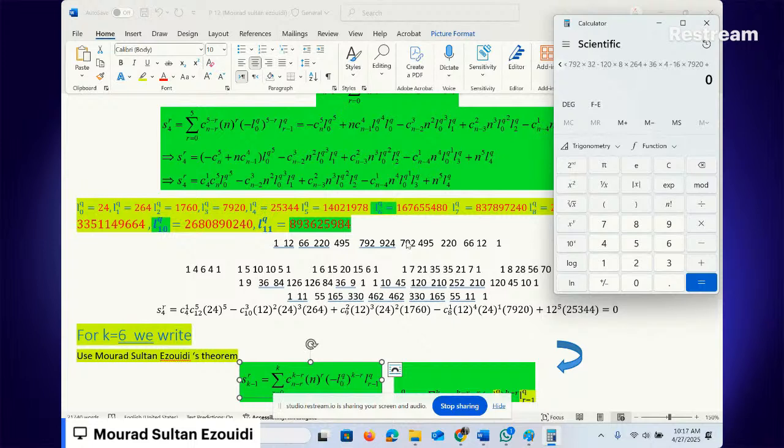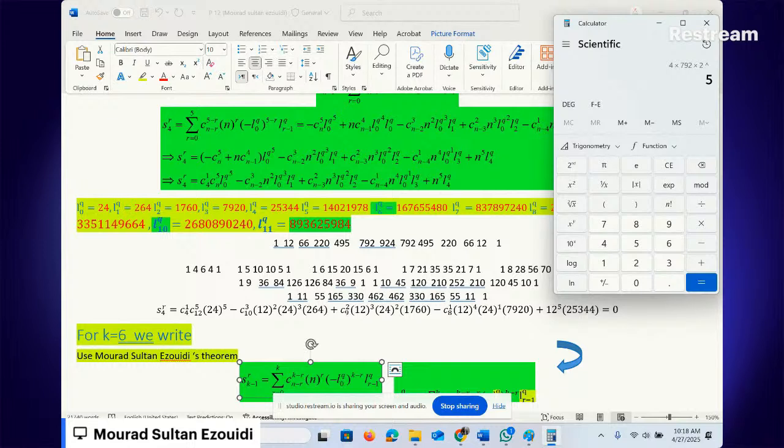Correct. Minus combination, n minus 4, 12 minus 4 is 8. Times 12 raised to the power 4, times 7,920. I will do it again. We have 4 times 1, 2, 3, 4, 5: 792, times 2 raised to the power 5.